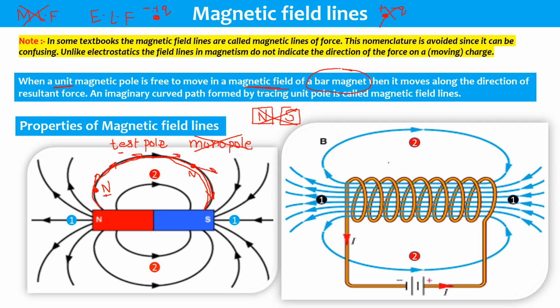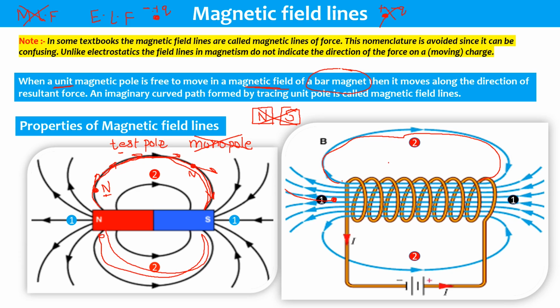When a very small magnet, a unit magnetic pole, sometimes known as a test pole, is placed in a magnetic field of anything we can trace, like the earth's magnetic field can also be traced like this. So when it is free to move, whatever path it is following, by tracing this imaginary path, this path is known as magnetic field lines. As you can see here, if you place a monopole here, it will also go like that, and at some point it will be like this.